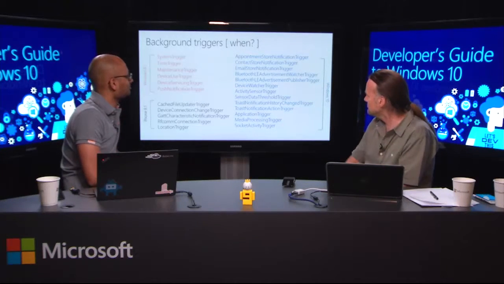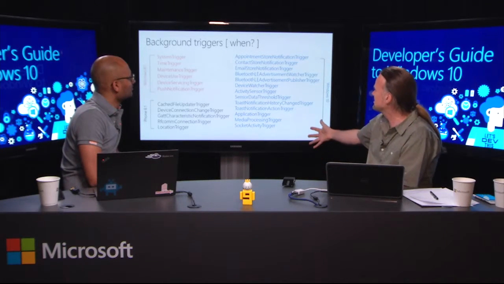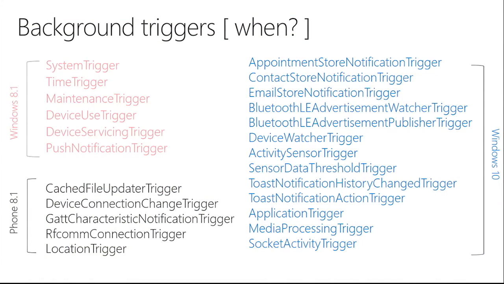This is all the bunch we've got on Windows 10, a whole bunch more. So we've got Bluetooth LE, that's Bluetooth beacons, low energy stuff. Not sure about the ones at the top, to be honest. Things to do with appointments, contacts, those are probably specialised ones, not for general use. But then device watch, activity sensor, sensor data threshold, toast notification, history change. I'm going to talk about them in the next session.